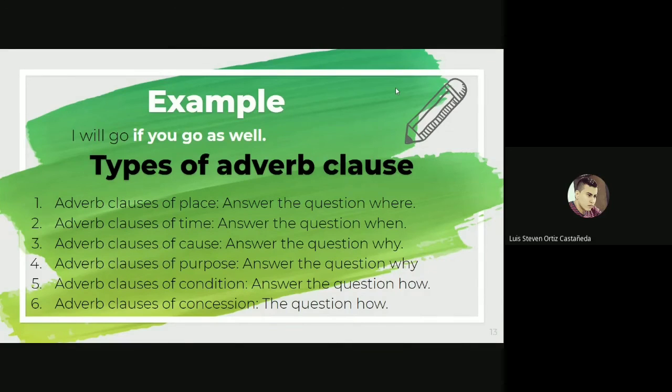Here we can see the types of adverb clauses that we can find. For example, adverb clauses of place answer the question where, adverb clauses of time answer the question when, adverb clauses of cause answer the question why, and adverb clauses of purpose also answer the question why. Adverb clauses of condition say how the action was, and adverb clauses of concession also answer the question how.